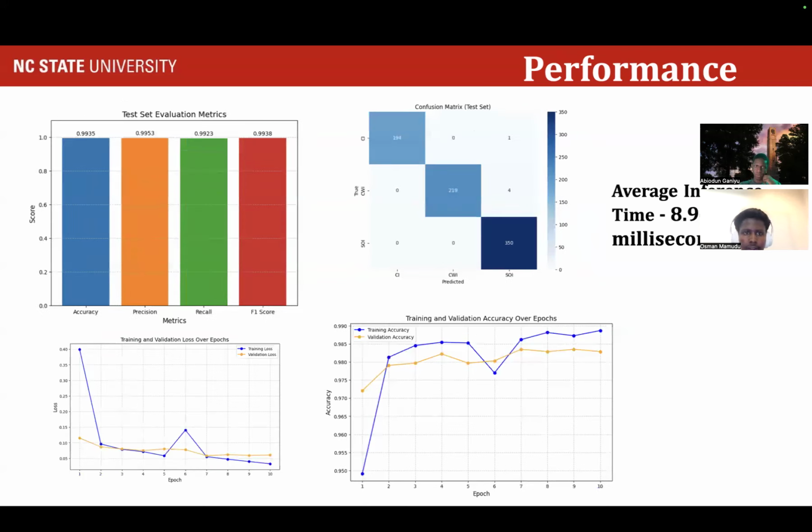For the final model, EfficientNet, we're able to improve the accuracy from the MLP baseline to 99.35%, which is very good. But because EfficientNet is a much deeper and bigger model, the average inference time increased to almost 9 milliseconds, which is still fine. It is still below the 10 millisecond requirement for the near-real-time RIC, and that is performing excellently.